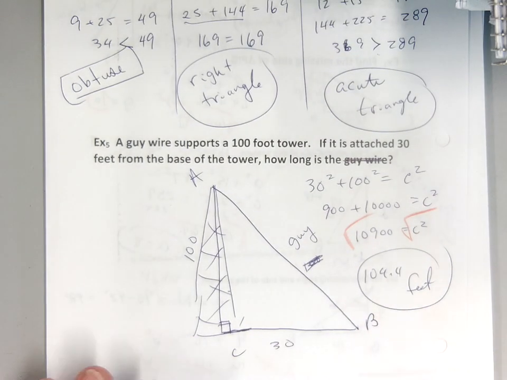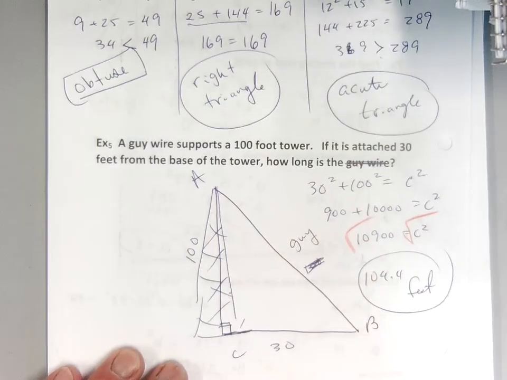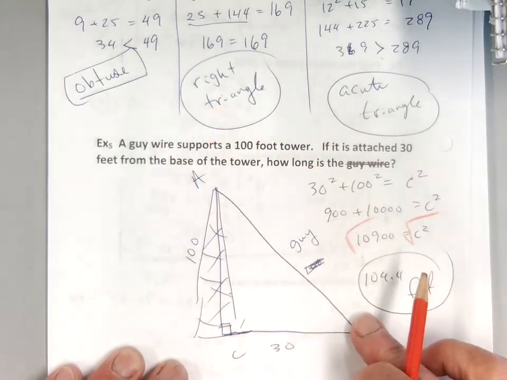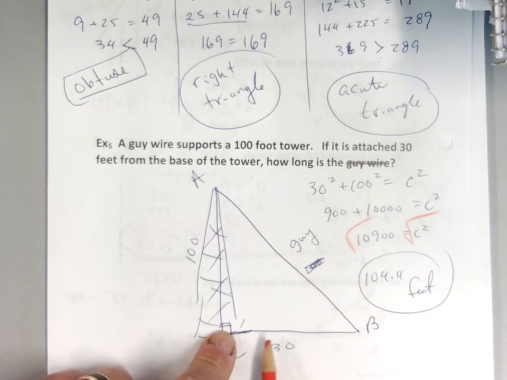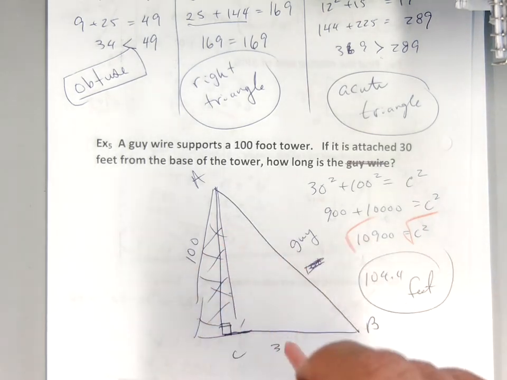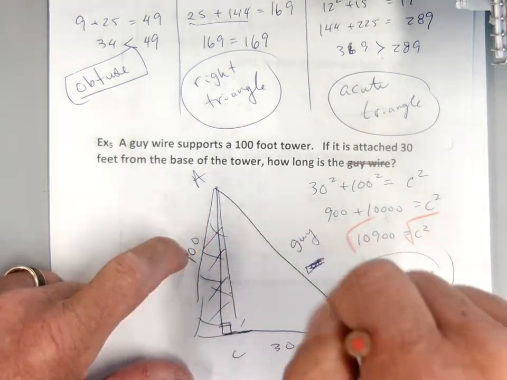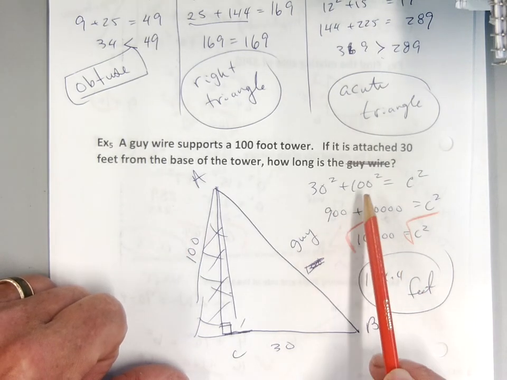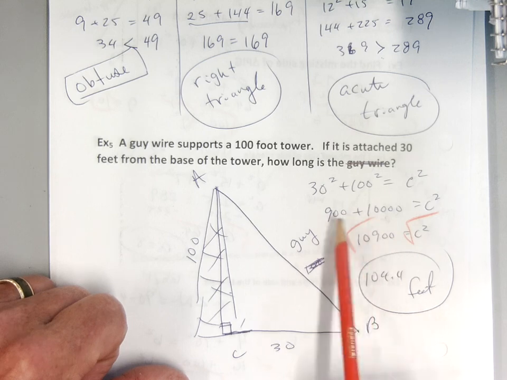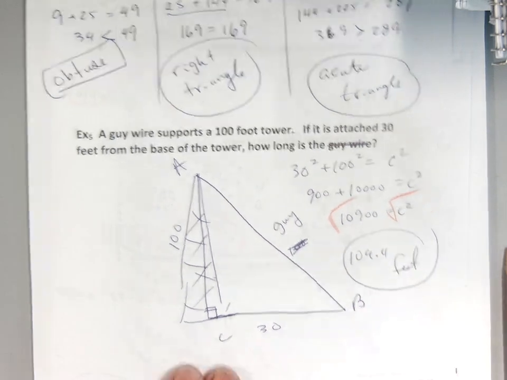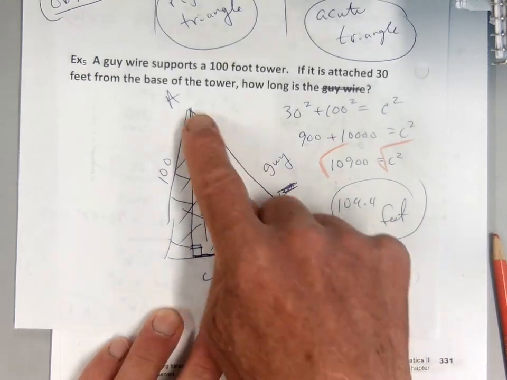Finally, last one I did was an example. We have a tower. It's a 100-foot tower. And we have a guy wire. A guy wire is just a wire that holds it in place in case the wind comes, and it's 30 feet away. So I want to find the length of the guy wire. So I just used Pythagoras' theorem. Okay, I went 30 squared plus 100 squared equals c squared. So 30 squared is 900. 100 squared is 10,000. I added the two together. I get 10,900. Square root of both sides, and I got about 104.4 feet for the guy wire.